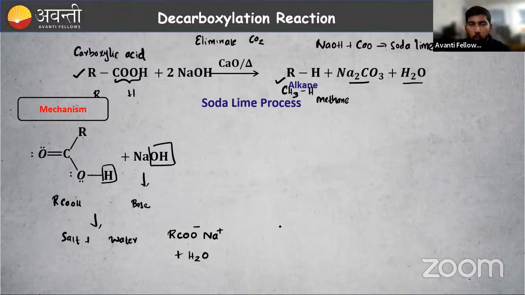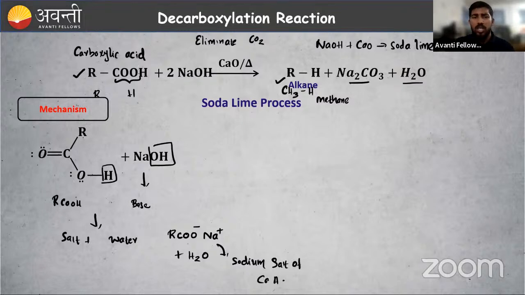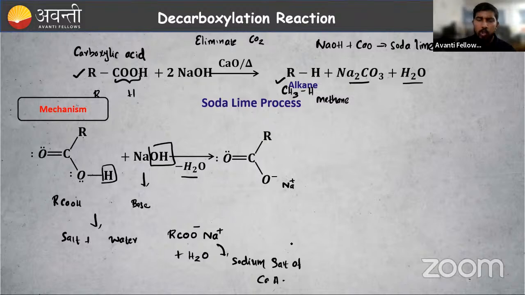So we have the sodium salt of a carboxylic acid. Then what is the next step? This is the elimination of water. I can write Na plus here also, no issues. Then in the next step, we have CaO, and we are heating that.